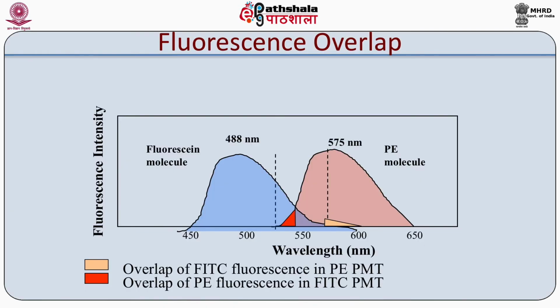Fluorescence overlap or spillover: the emission spectrum of a molecule is a range, and it peaks at a certain wavelength and also spills into the other channel, and this spillover can be removed by compensation. Shown here is the overlap of FITC in the blue bell shape, where it is spilling into the PE-PMT, and vice versa, a very minimal spillover of PE into FITC.